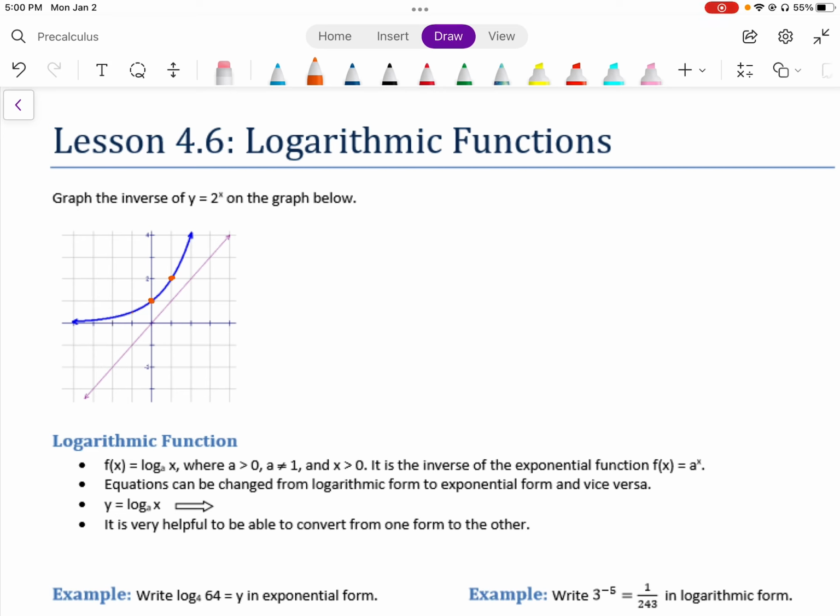(1, 2), (-1, 1/2), (2, 4). So there is the exponential function y equals 2 to the x. To graph the inverse, it's a reflection over the y equals x line. And another thing we can think is we want to switch all of our x and y values.